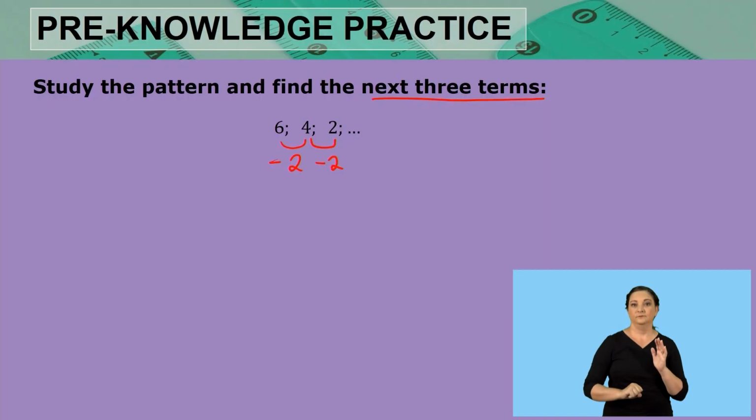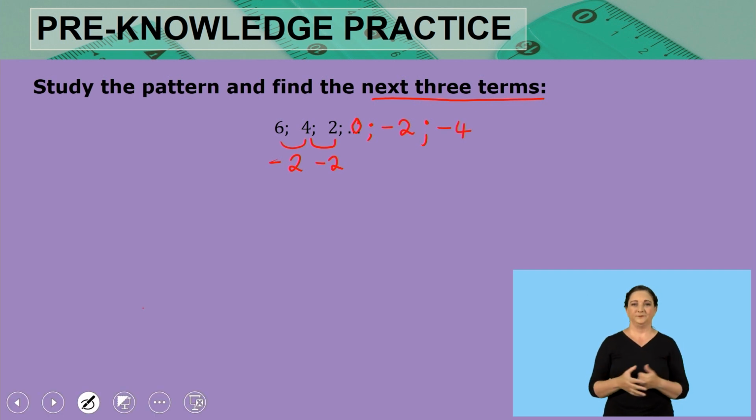So 2 minus 2 will give us a 0. If we continue subtracting 2, that is 0 minus 2, which gives us a negative 2. And when we subtract 2 again, that is going to give us a negative 4. And those are the next 3 terms.